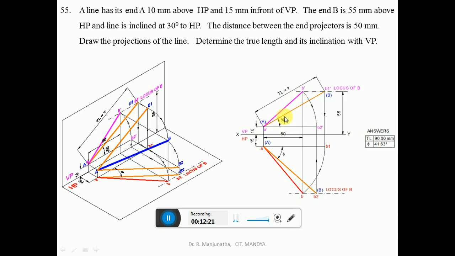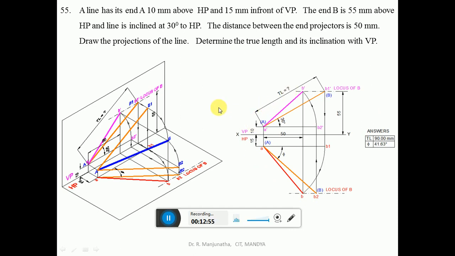So by using the scale, you measure the distance of this, which will be 90 mm, when you are doing it in CAD and manual. Similarly, by using the protractor, you measure the true inclination with respect to VP here, and you denote this by angle phi. Then phi will be equal to 41.63 in CAD. When you are doing it in manual, it will be 42 degrees. So this is how we will be able to draw the solution in the sketchbook.